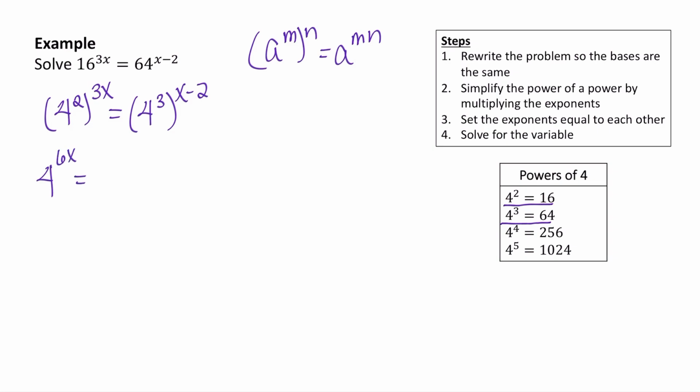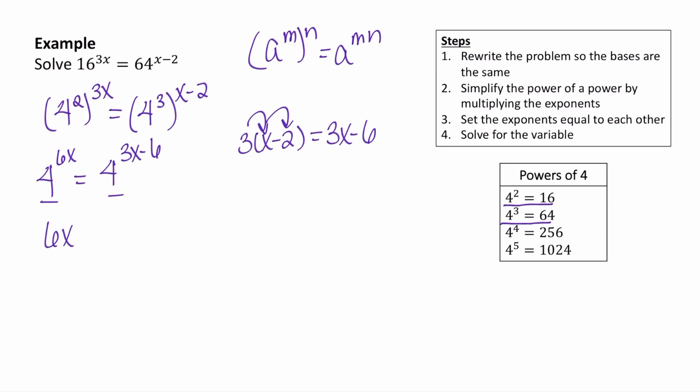And that is going to be on the right side. I have 4, and then I have 3 times x minus 2. So I'm going to distribute that 3, which gives me 3x minus 6. So I have 4 to the 3x minus 6. Now I have the same base, so I'm going to set the exponents equal to each other. So I have 6x equals 3x minus 6.